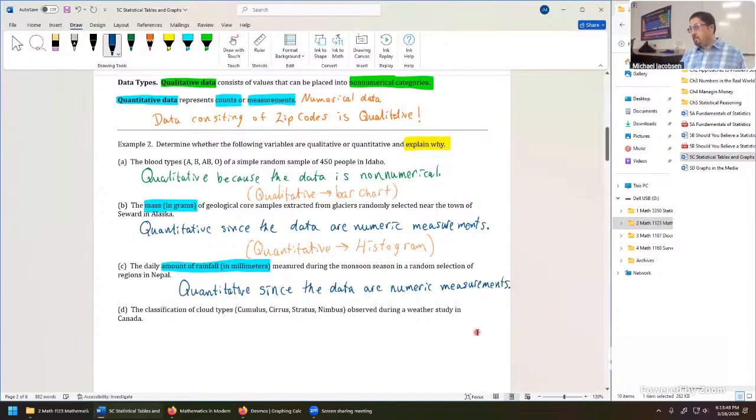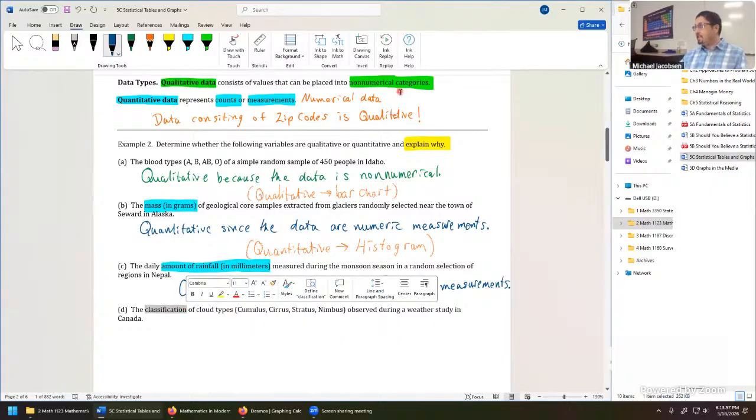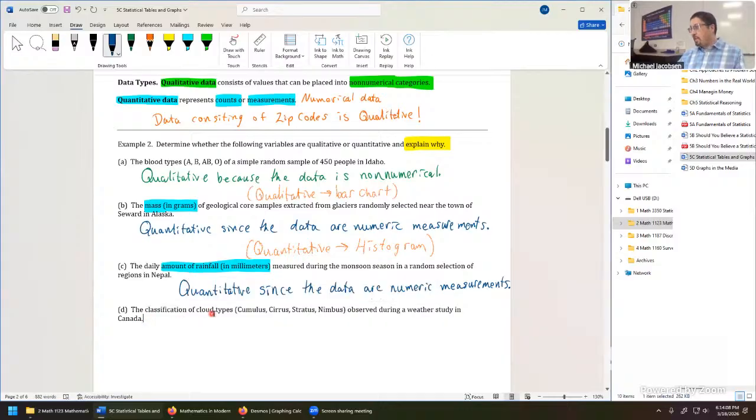Then on the last one, it says the classification of cloud types, but really the moment they said that, if we're classifying our data, it means we're throwing them into categories. So right up to that point, that's a red flag. It's probably qualitative data instead of quantitative. So we're classifying cloud types according to these four. There's lots of different kinds of cloud types, but we're keeping it to the four this time, it looks like, for the sake of this problem. Observed during a weather study in Canada.